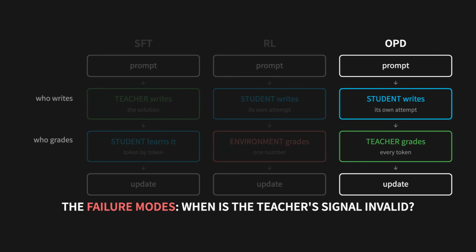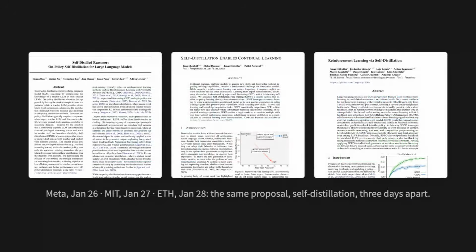Now the more interesting question: when does it break? There are cases where the teacher's signal is invalid, and the method makes the student worse. This January, Meta, MIT, and ETH all landed on the same idea within 3 days of each other. The idea is called self-distillation, and before we read their papers, let's understand what it actually proposes.